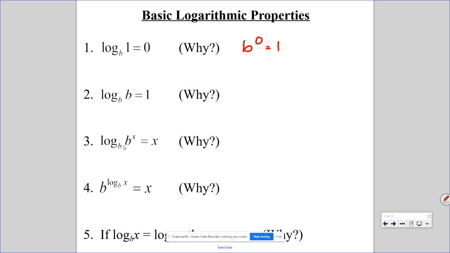Down here, if you see log base b of b to the power of x, what's going on here is you have two things that are inverses of each other, kind of canceling each other out. A logarithm is the inverse of an exponential. So the log base b and the b cancel each other out, and they just leave you with whatever is up here. Same thing goes for property number 4 down here. The b is raising everything to a power, so that's like your exponential, and then log base b cancels that out, leaving you with just this.